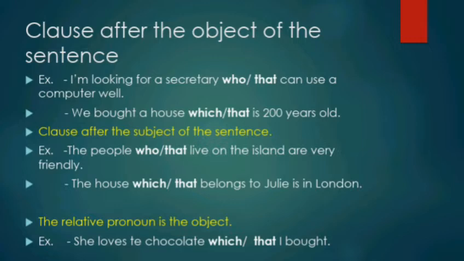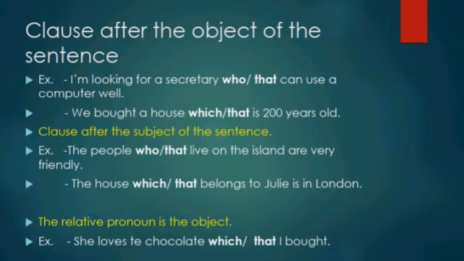We are going to work with clauses after the object of the sentence. We have two different examples. Number one, I'm looking for a secretary who or that can use a computer well. Number two, she has a son who or that is a doctor. In the first sentence, we have who or that after the object. In the second sentence, we have who or that after the object as well.